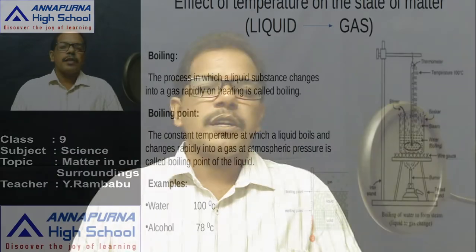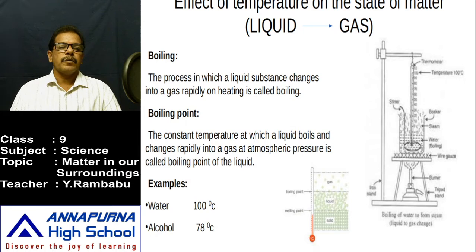We know that the state of matter can be changed by changing the temperature. For example, solids on heating change into liquids, and further heating the liquids changes into gases. That means there is an effect of temperature on the state of matter. And we have already learned about boiling point and melting point.